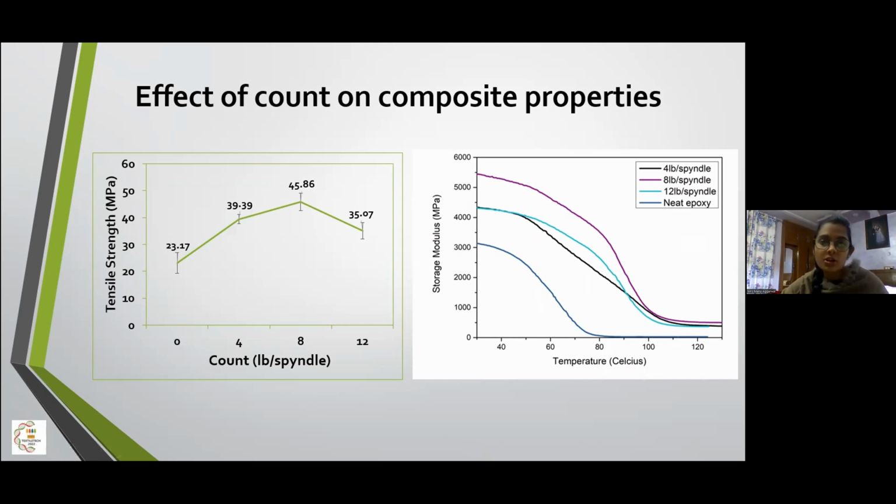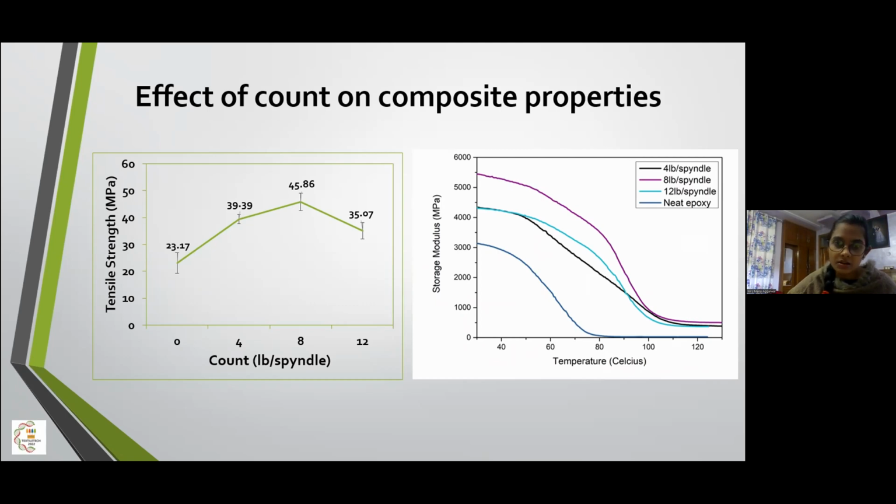Further, among all the composites, the 8 pound per spindle jute yarn reinforced epoxy composite shows the maximum tensile strength as well as storage modulus, that is 45.86 megapascal, and storage modulus is around 5.87 GPa. The strength of the composite mainly depends upon three factors: tenacity of the reinforcement material, twist per inch of the yarn, and the number of yarns in the composite.